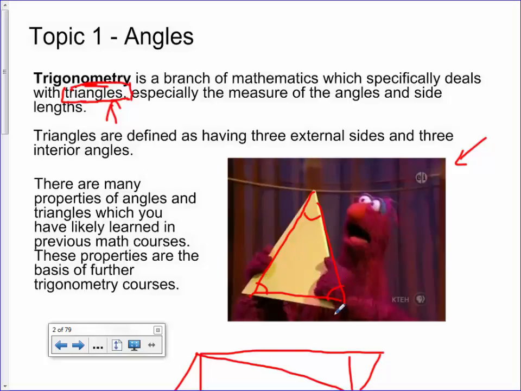And I think it's important that even my daughter gets taught that. Triangles are not just based on how many sides they have, but also on having 3 interior angles as well. Our goal then is to find the measure of sides and angles and how they relate to each other.